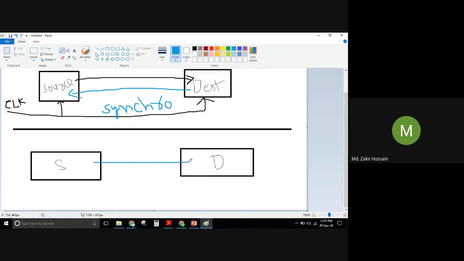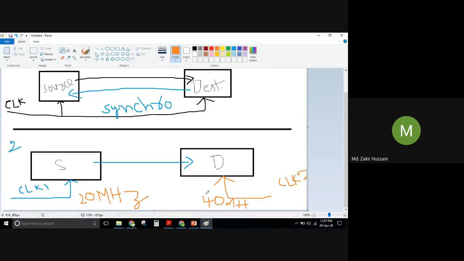Now, in the second case, the source is transmitting something to the destination, but they are operating at different clocks. The source has its clock CLK 1, and the destination is operating at a different clock, CLK 2. Since these clocks operate at different frequencies, for example, say 20 megahertz and 40 megahertz, the two clocks are operating at different speeds.